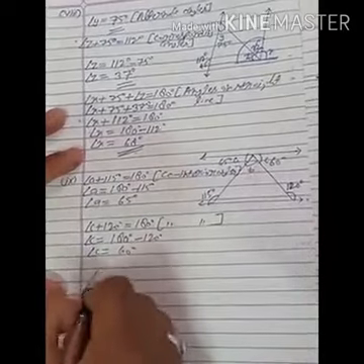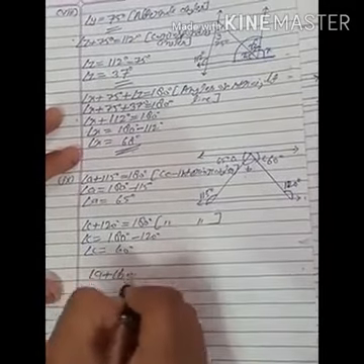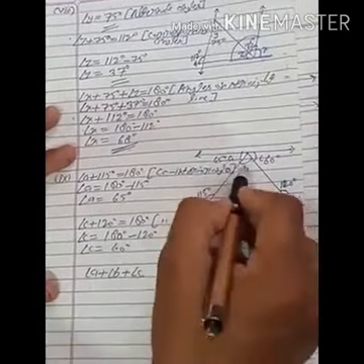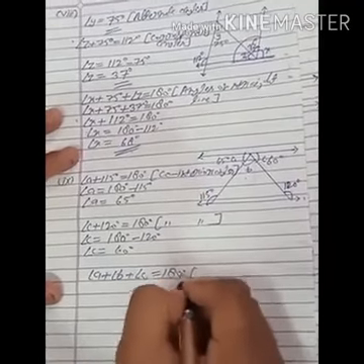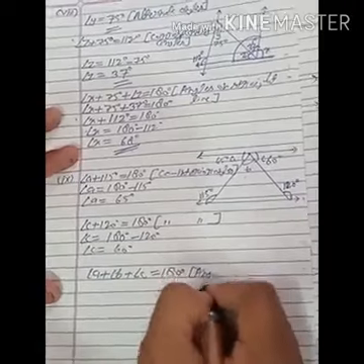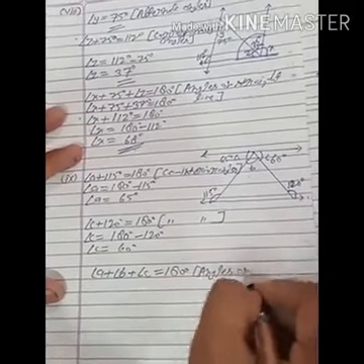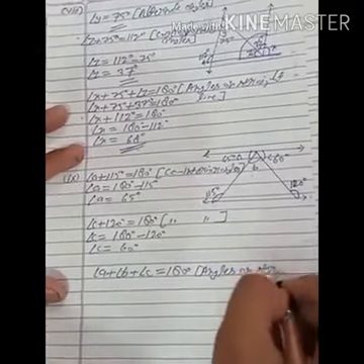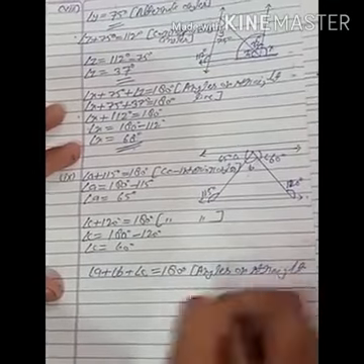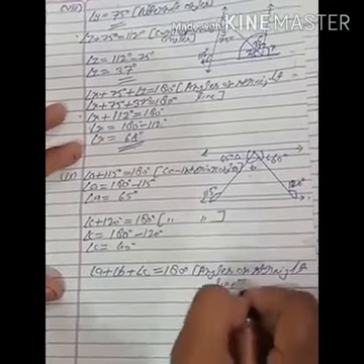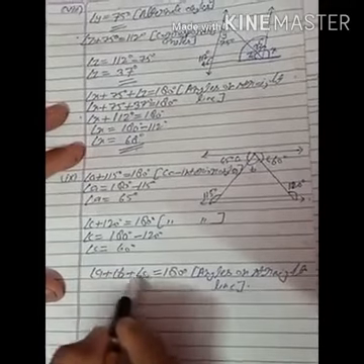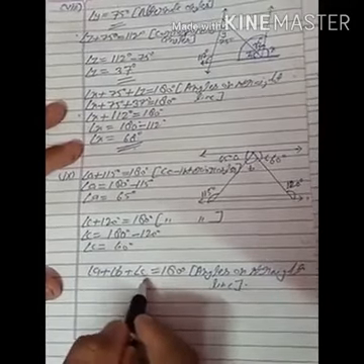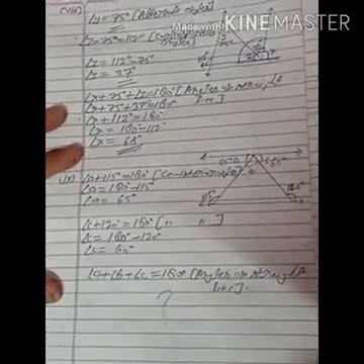How? Angle A plus angle B plus angle C. This angle plus this angle plus this angle is equal to 180 degrees. Reason is angles on a straight line. So students, you have to put the values of both the angles, then find the value of angle B, then comment the answer in the comment box.